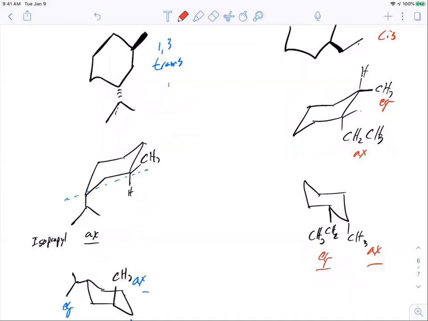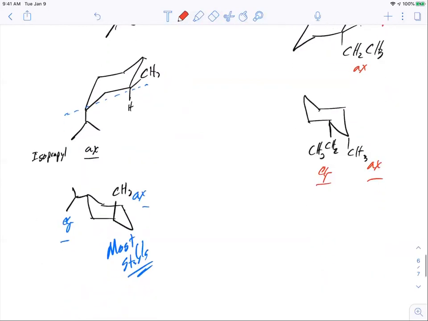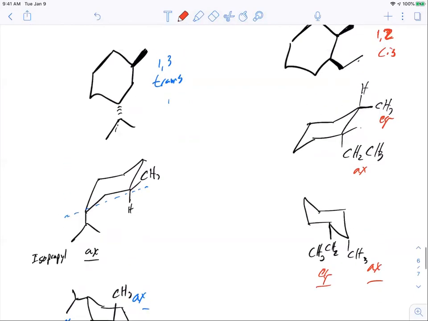What would be 1,2 trans? 1,2 trans, I'd be able to have equatorial, equatorial. How about 1,3 cis? 1,3 cis would allow me to have equatorial, equatorial, right? So not all of the stereo arrangements have the same potential stability, right? A 1,3 trans is less stable than a 1,3 cis. And it turns out in biological systems as well, you'll see arrangements of these six-member rings based on that, okay? Questions about conformations?